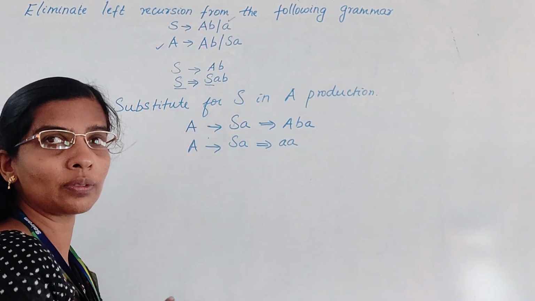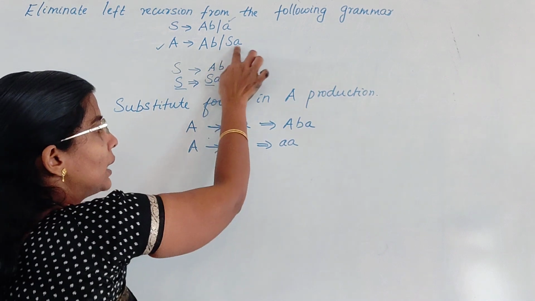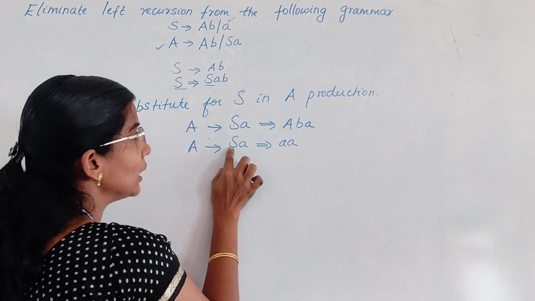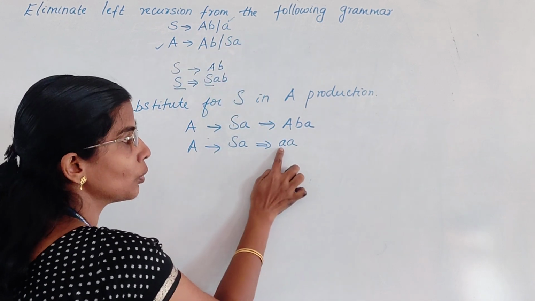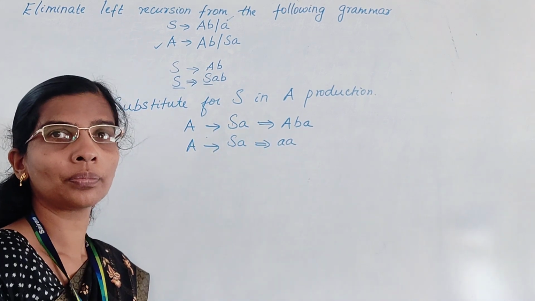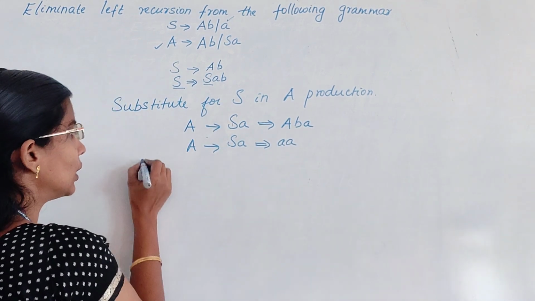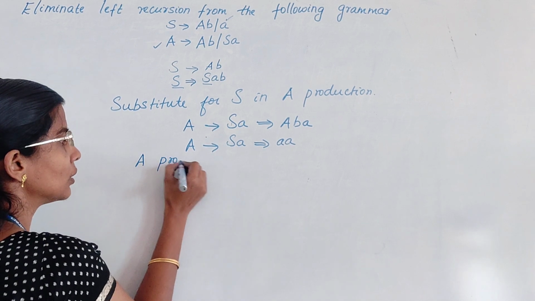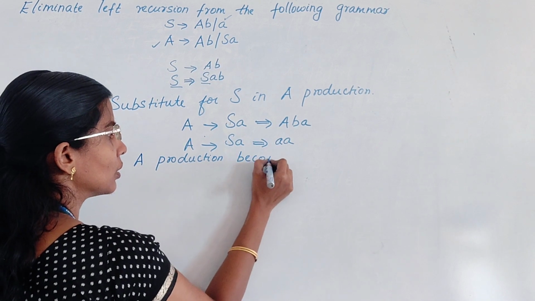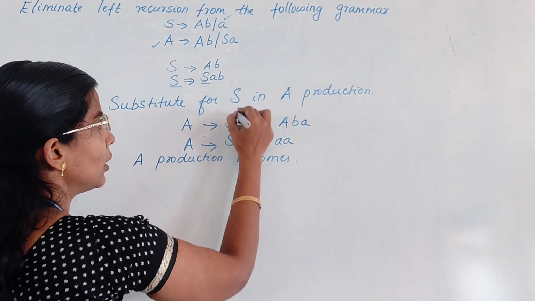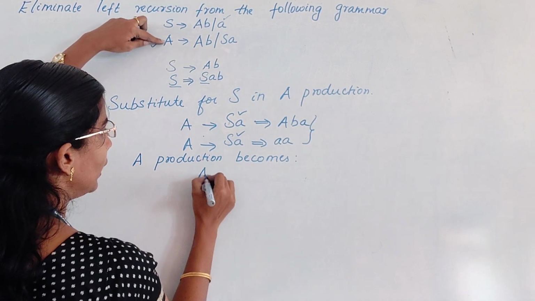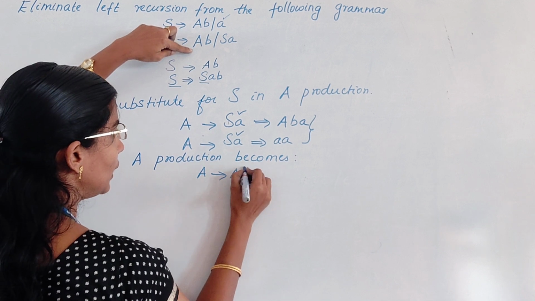First rule you have substituted. Then for the same S, substitute the second rule. So for this S, you have substituted the second rule, you got A. And one more A is here, that's how you got 2A. Now your A production becomes, instead of this S, A, I got these two. So A tends to AB.